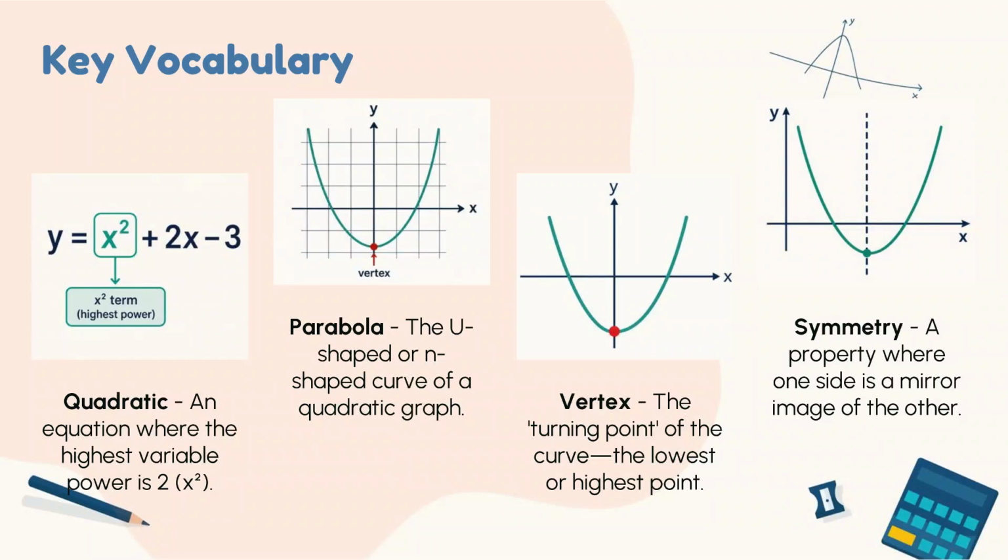Let's begin with the key vocabulary. A quadratic is an equation where the highest power of the variable is 2. This usually means it contains an x squared term. A parabola is the U-shaped or N-shaped curve made by a quadratic graph. The vertex is the turning point of the curve. It is where the graph changes direction. Symmetry means that one side is a mirror image of the other. These words will help us describe quadratic graphs accurately.